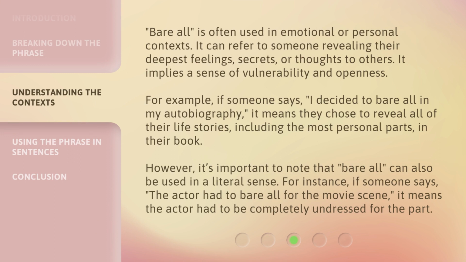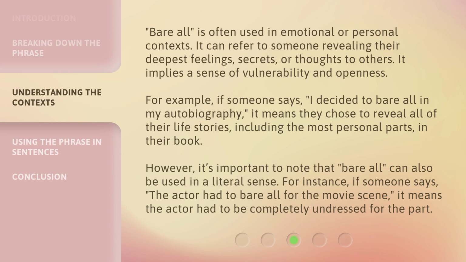"Bear all" is often used in emotional or personal contexts. It can refer to someone revealing their deepest feelings, secrets, or thoughts to others. It implies a sense of vulnerability and openness. For example, if someone says, "I decided to bear all in my autobiography," it means they chose to reveal all of their life stories, including the most personal parts, in their book.